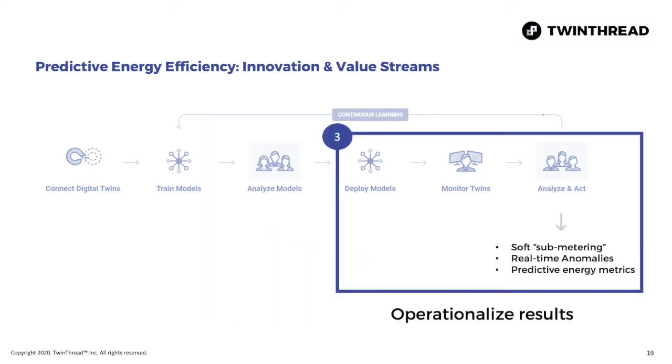The next step here is to operationalize the results. This is about taking the models that we just analyzed and actually deploying them to the digital twins. So they get attached to those digital twins, and they run in real time looking for anomalies, also predicting what future energy might be, so actually forecasting, and also sub-metering.